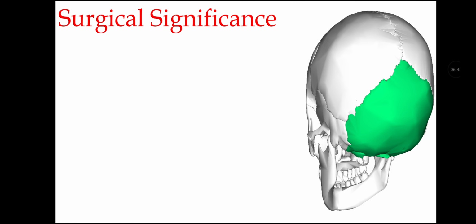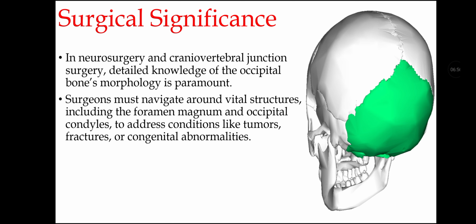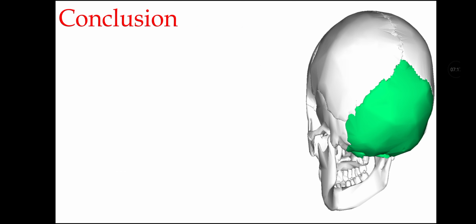Now let's talk about the surgical significance of the occipital bone. In neurosurgery and craniovertebral junction surgery, detailed knowledge of occipital bone morphology is paramount. Surgeons must navigate around vital structures including the foramen magnum and occipital condyles to address conditions like tumors, fractures, or congenital abnormalities. Advances in imaging and surgical planning techniques have further refined the approach to procedures involving this critical bone, reducing risk and improving patient outcomes.